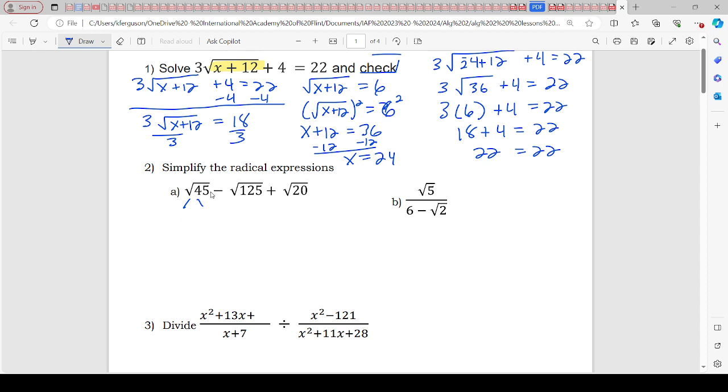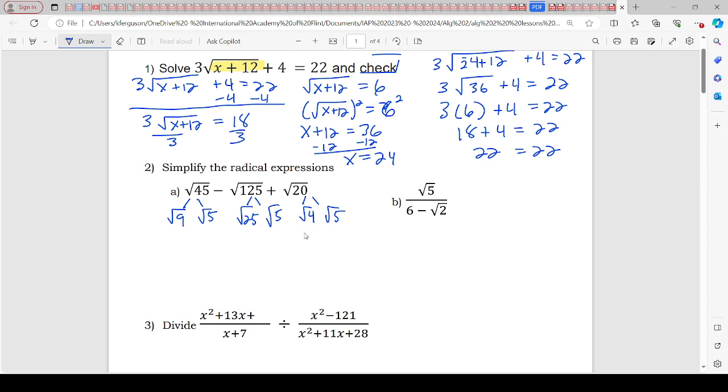So 45 is what 2 numbers multiplied? 9 and 5. So I'm going to think of the square root of 9 times the square root of 5. And then when it comes to 125, that's the square root of 25 times the square root of 5. And then when I think of 20, that's the square root of 4 times the square root of 5. Can everybody see the pattern? All of them are multiples of 5, right? And they also have a perfect square, 9, 25, 4.